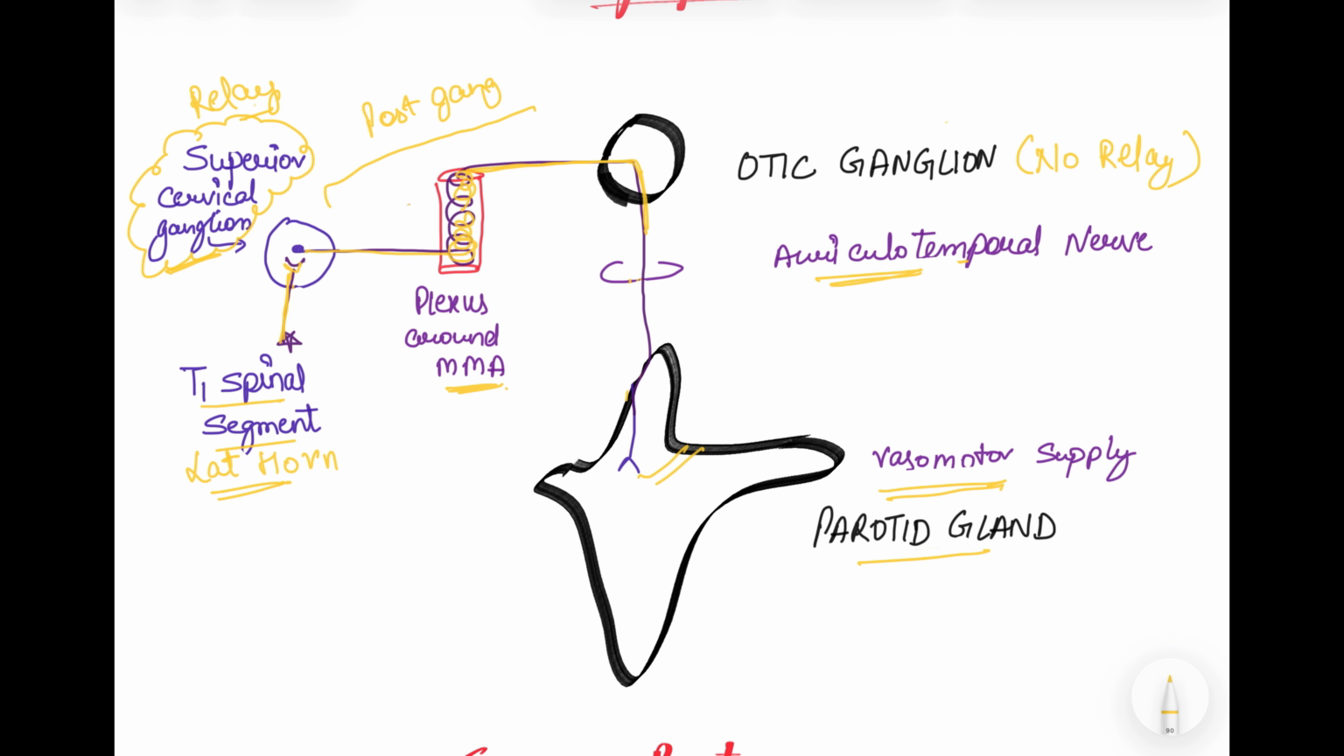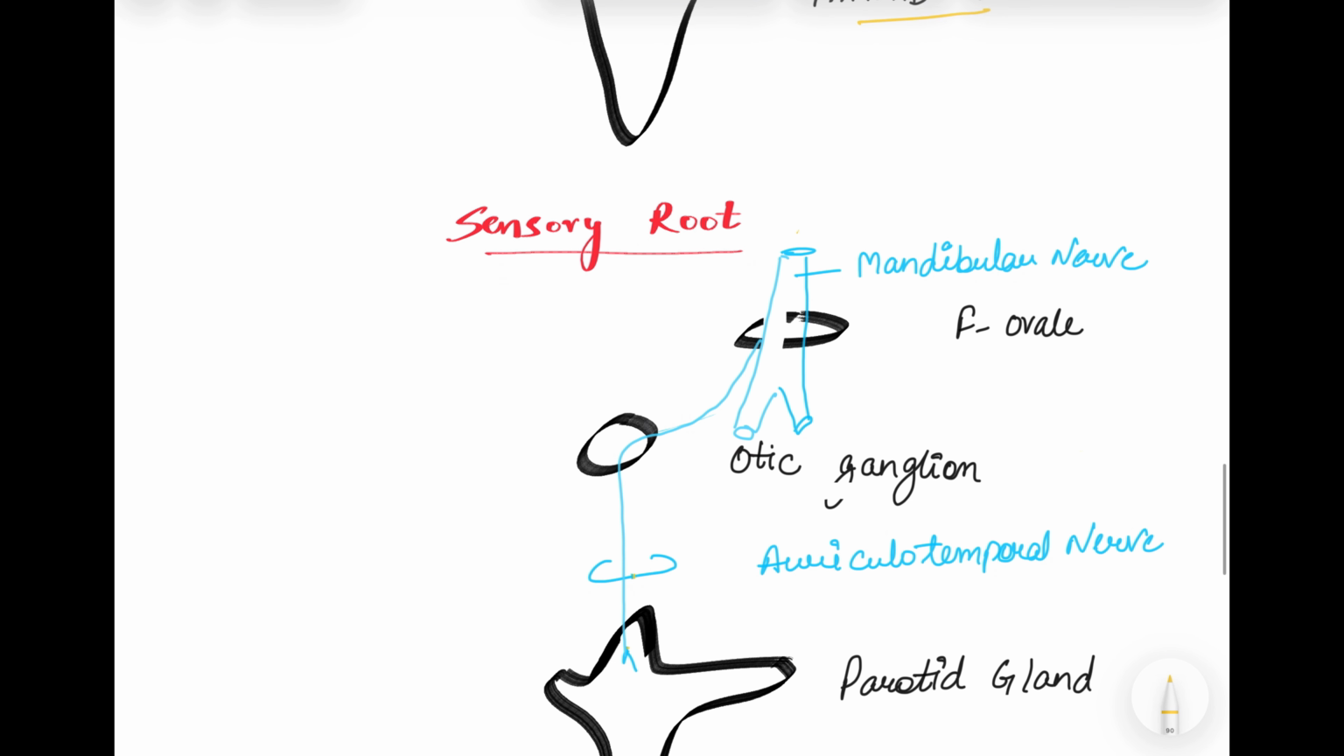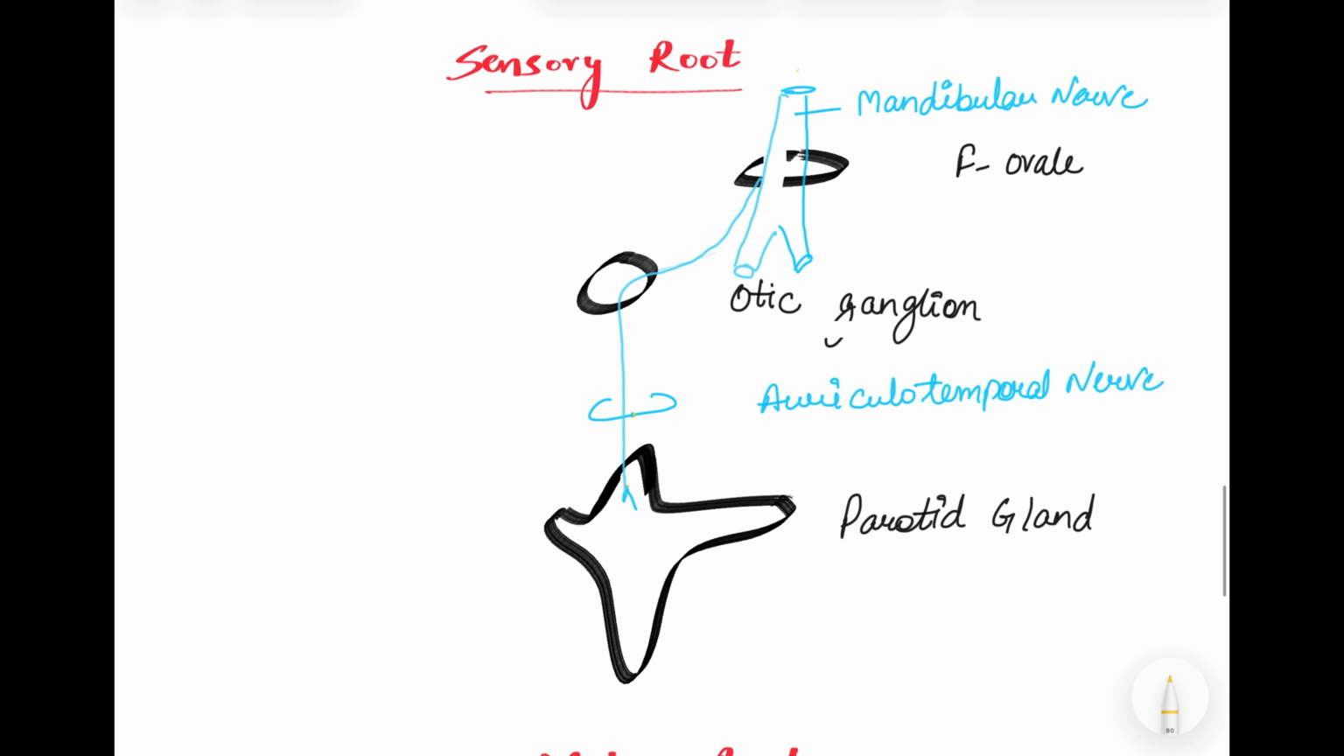So this is your sympathetic root of the otic ganglia. Then we will take up your third root, that is your sensory root. For the sensory root, the fibers are taken from the gland, pass through your auriculotemporal nerve without relaying. So no relay is going to occur. Without relaying through the otic ganglia, it will reach your higher center, right? So this is the sensory root.